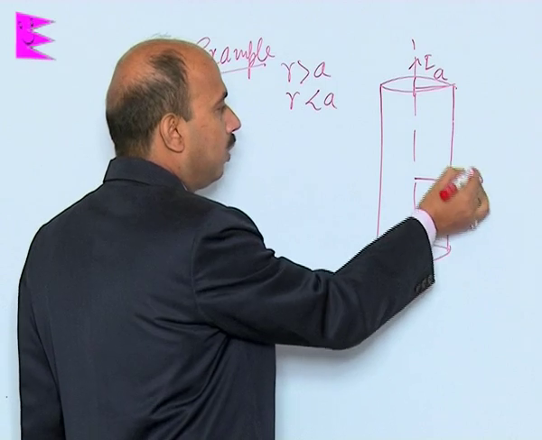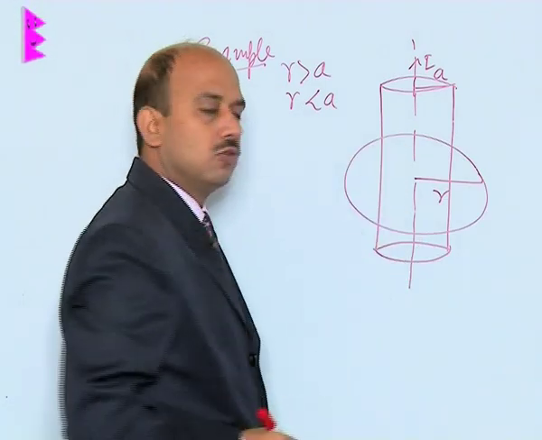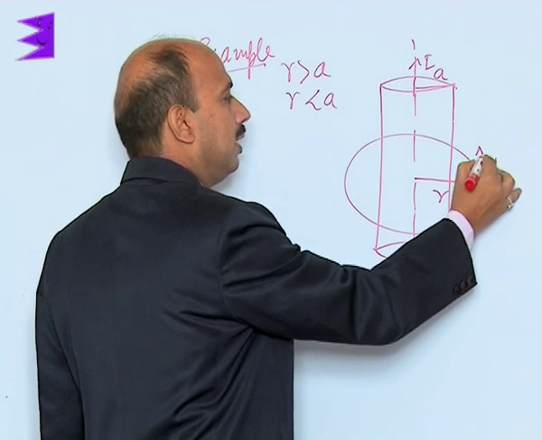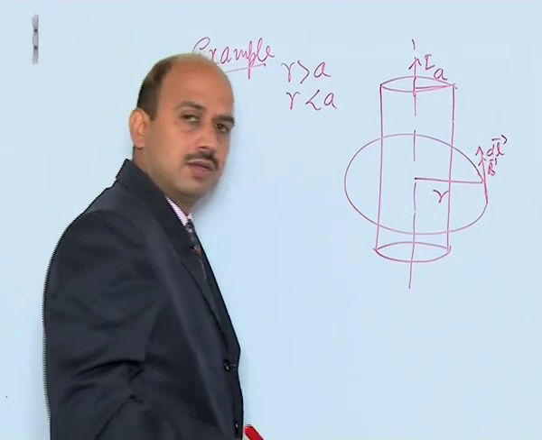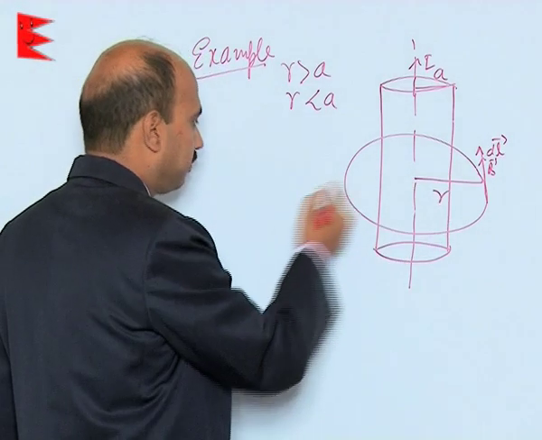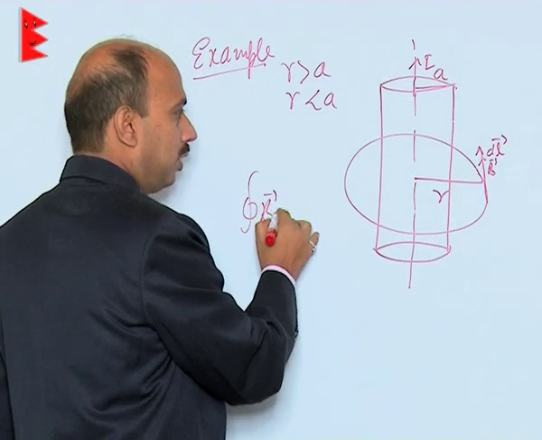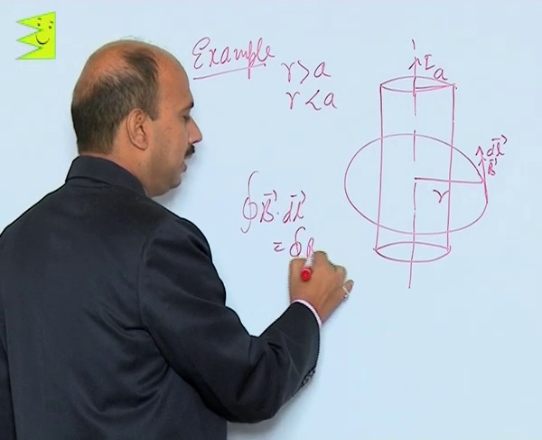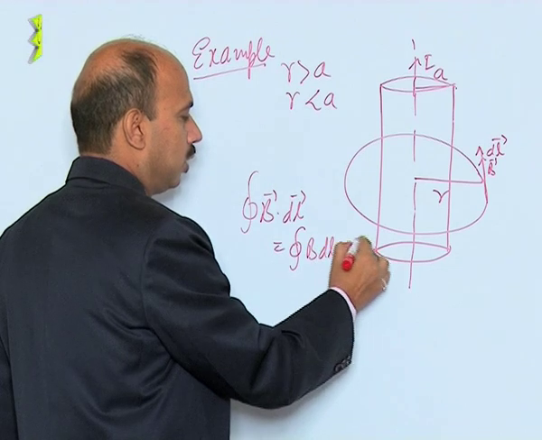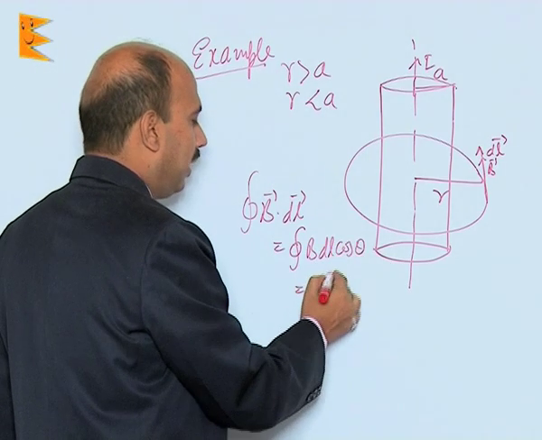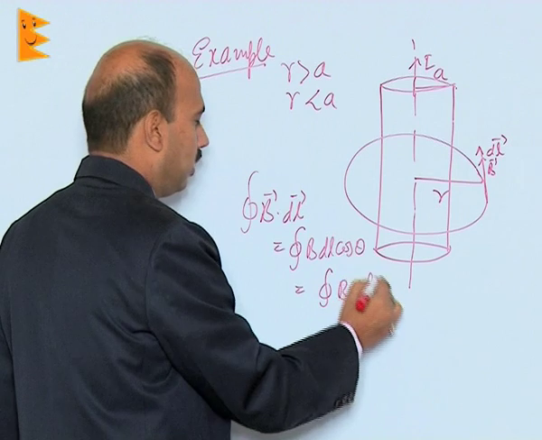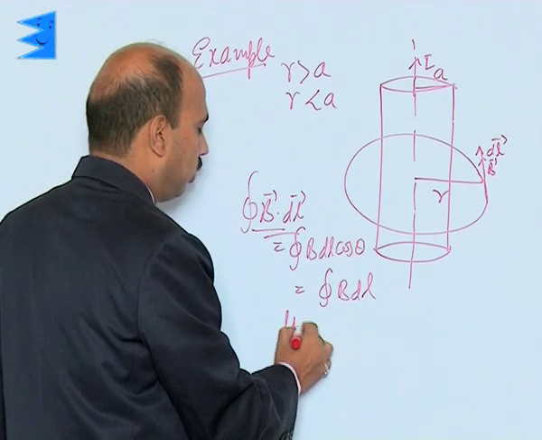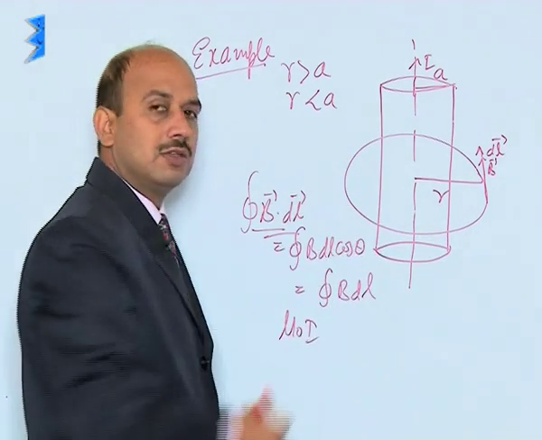So by taking this one, we draw an Amperian loop in this way, and we take again in the same manner the B and dl, which we have used again and again. Then we can write B dl is equal to B dl cos theta, dot product, theta 0. So we can write B dl, and according to Ampere circuit law this will be mu naught I, because I is the total current enclosed by this loop.